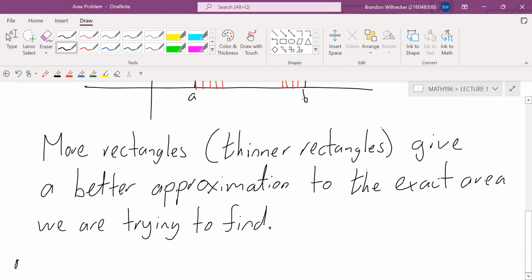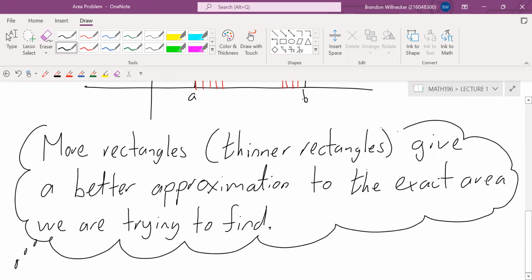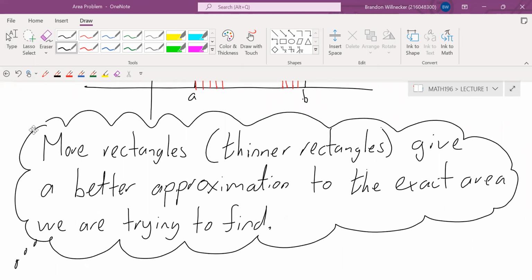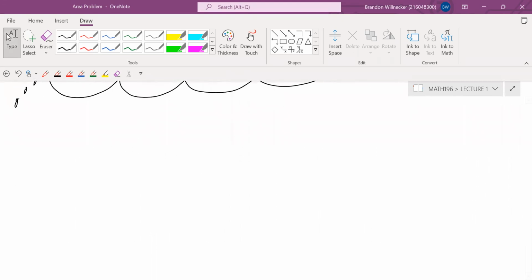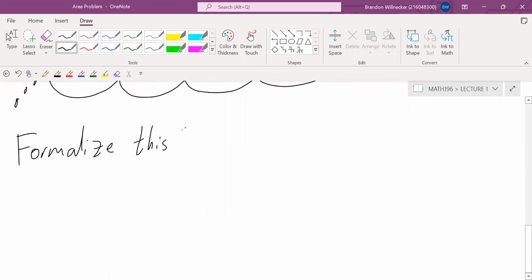Okay, so this is the idea that we have. So far we're just thinking about this. Now we need to formalize this so that we can actually do some calculations. So how do we formalize this? Firstly, let's define what the width of the rectangles are going to be.